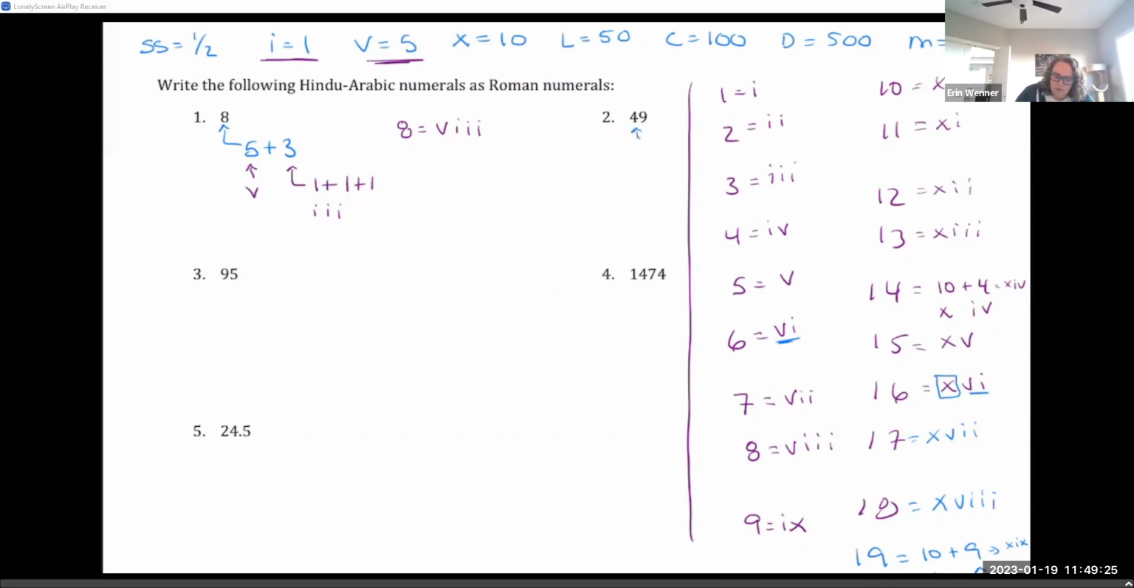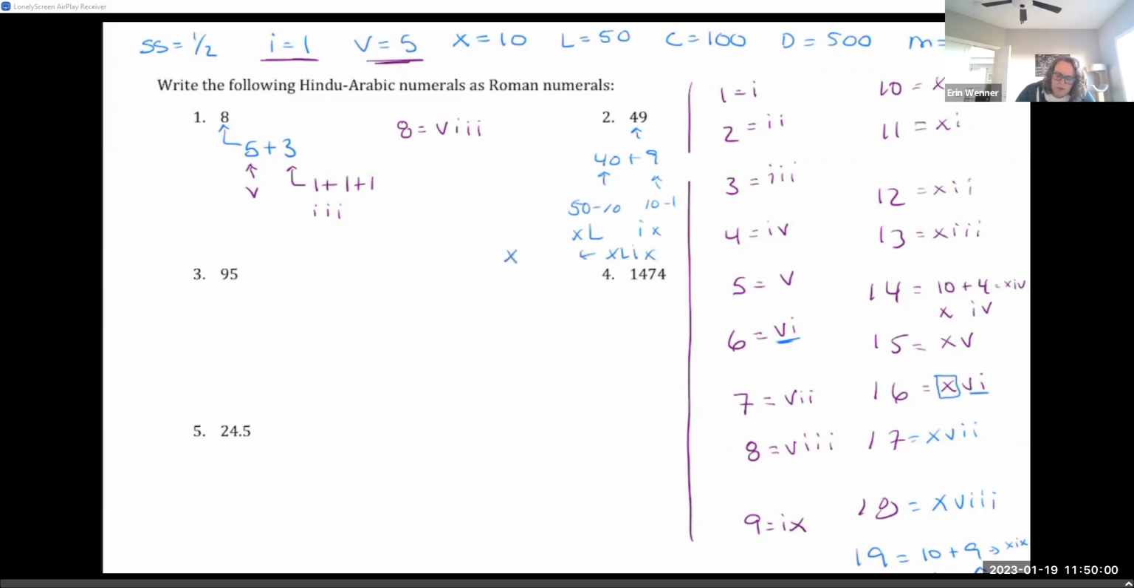Well, we can think of this as 40 plus 9, not 90, just 40 plus 9. So 40, that is 50 minus 10. 50 minus 10, in order to represent that, we would put the 10 before the 50. And then the 9 is going to be 10 minus 1, or IX. So 49 is XLIX. And you can also write that with an uppercase I.